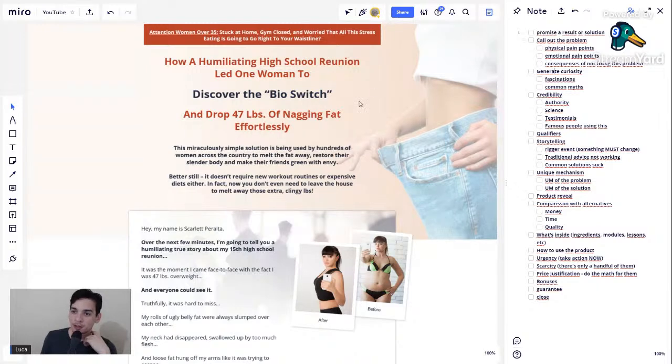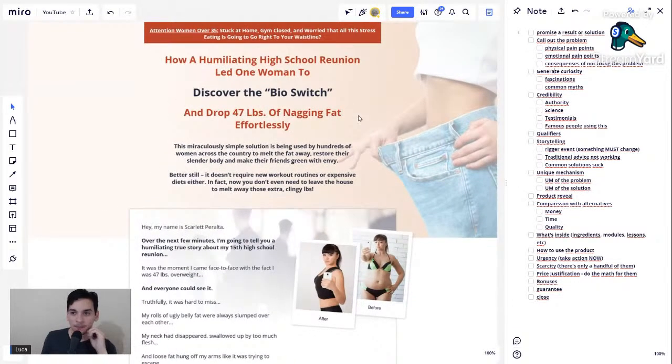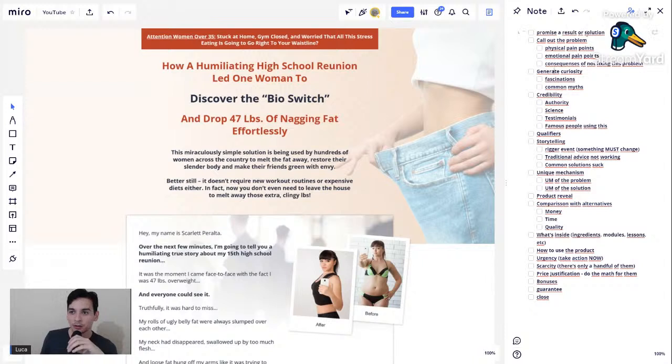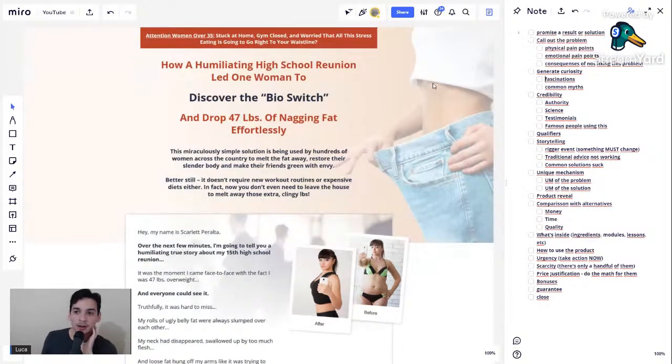So yeah, let's start. The first thing you're going to see in this list, I hope everyone can read it because it's kind of small, is to promise a result or a solution, which is probably the main thing. The first thing you want to mention, right? And this is exactly what this sales letter does here.